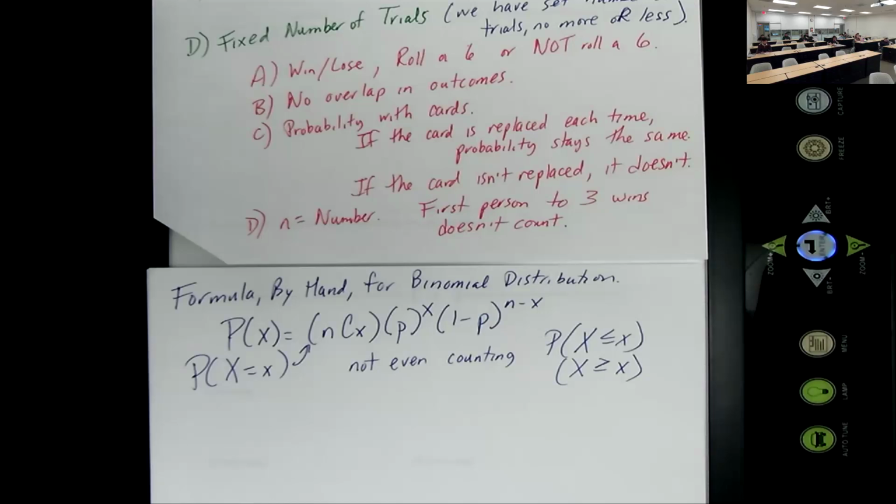StatCrunch is a nice little drop down menu. Excel is not. You have to type in a formula and know where to put the commas and what goes in each box, and it's just a mess. It's a hot mess.